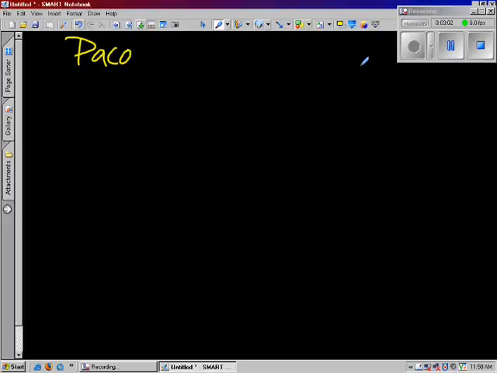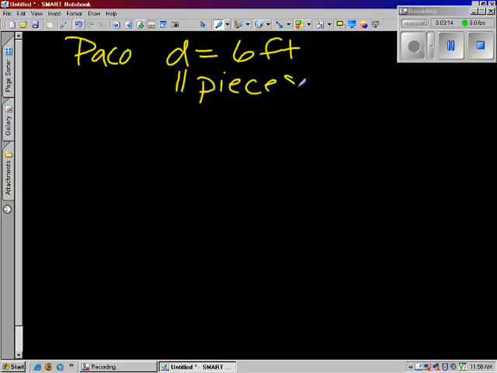Alright, Paco has his trundle wheel, and he knew it has a diameter of 6 feet, and he's taken this trundle wheel and split it into 11 pieces. So all I've done here is, instead of writing it out in word form, I've just spoken it and then written down the important pieces. Paco has a trundle wheel, has a diameter of 6 feet, and he's broken it into 11 equal pieces.